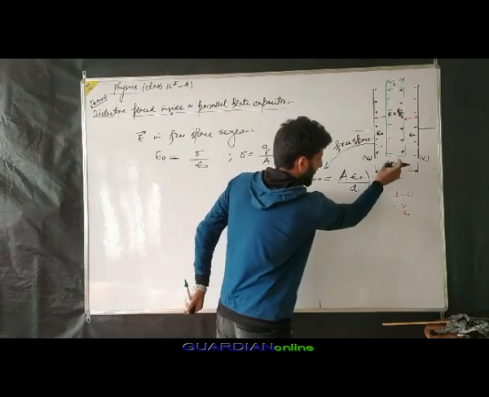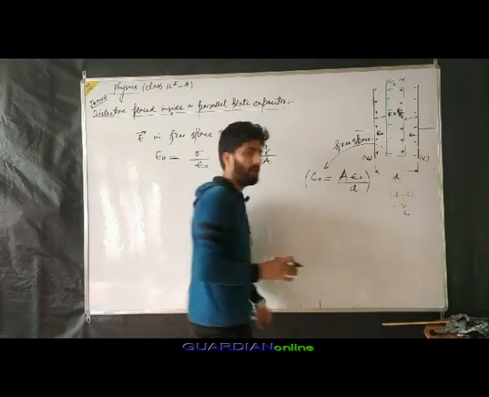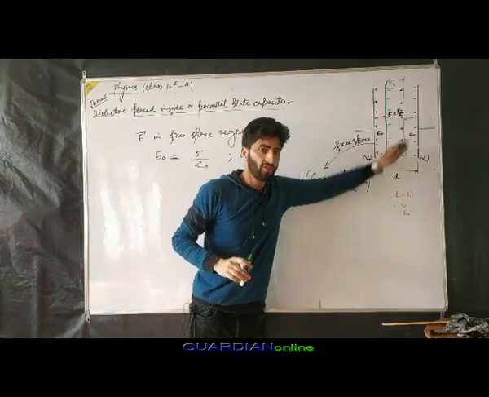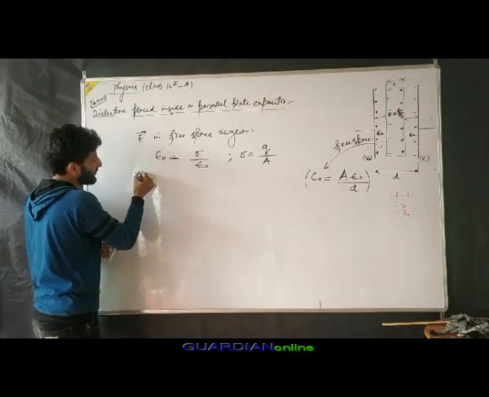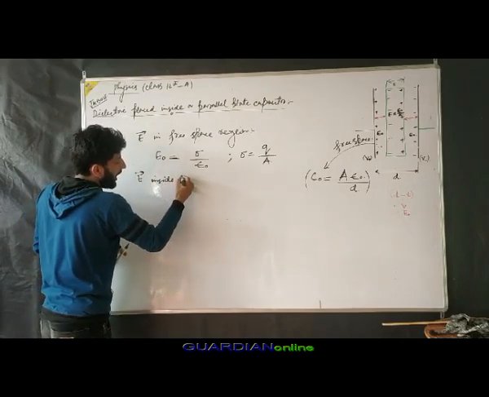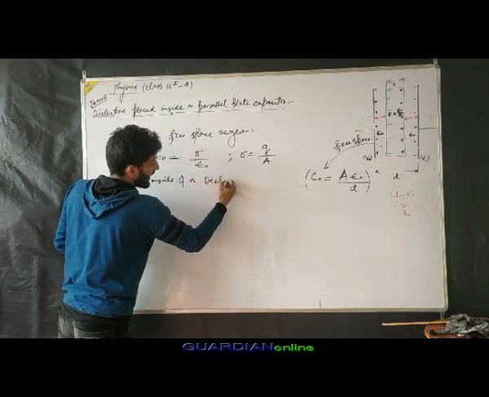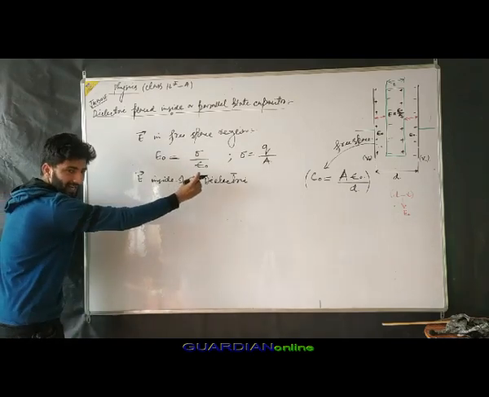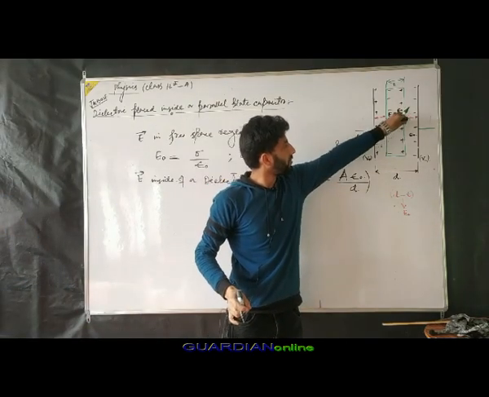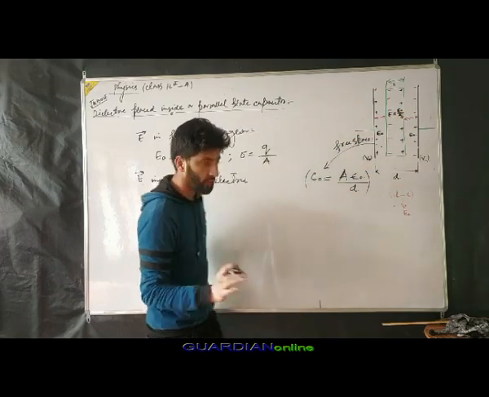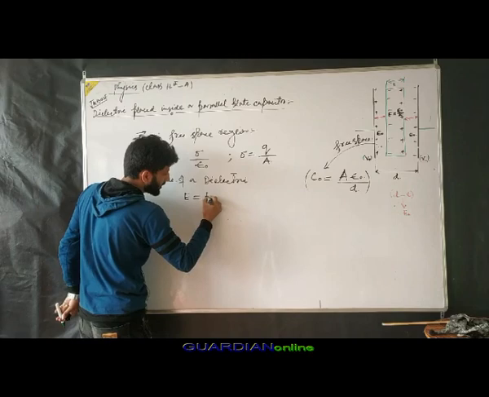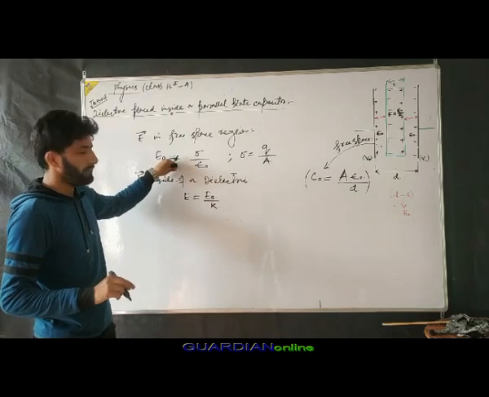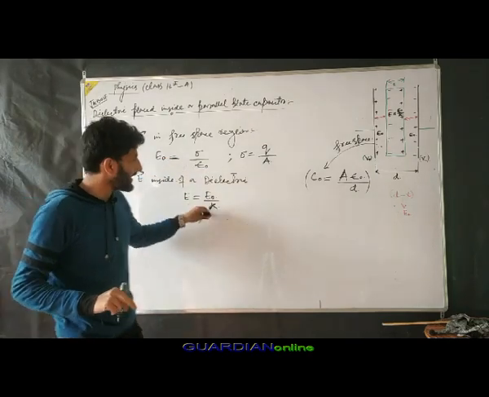For the second point, there is a dielectric medium of thickness t, and an electric field is present inside it. The electric field inside a dielectric is E equal to E naught divided by K. Very simple. This electric field is different because the first is in free space and the second is inside a dielectric.